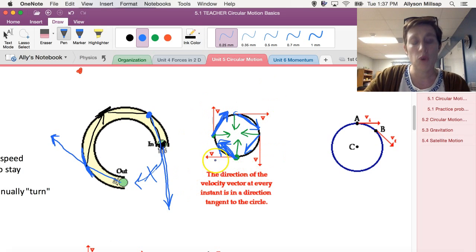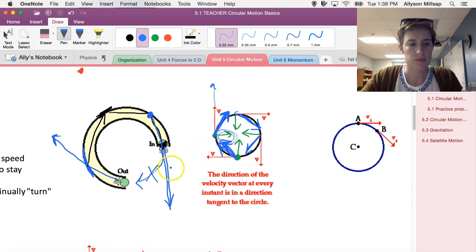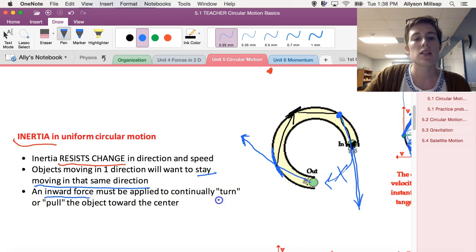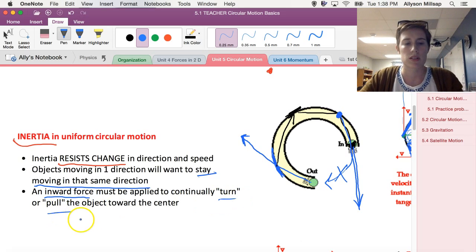So the force, the pull, is going to pull it inward. Inertia makes it want to go straight. If there's a force here, it would cause the object to change its direction. So let's talk about the things you need to know. Inertia resists change. Objects moving in a direction are going to stay moving in that same direction. And then lastly, there needs to be an inward force to continually turn or pull the object towards the center.